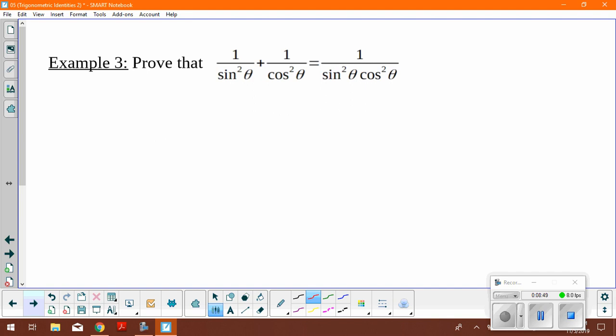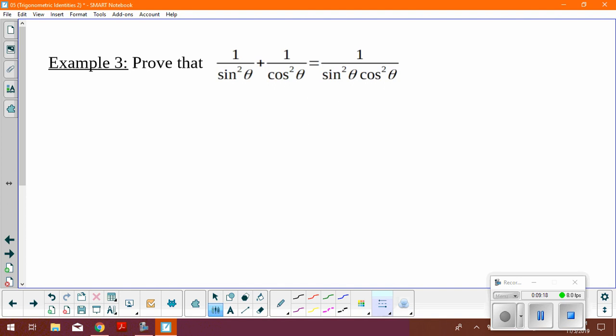Example 3. Leveling up here a little bit. Prove that 1 over sine squared plus 1 over cos squared is equal to 1 over sine squared cos squared. That may look a little weird because we don't normally do that with fractions. You don't just put the denominators together. But in trigonometry, this is an identity, and now we're going to show how that works.